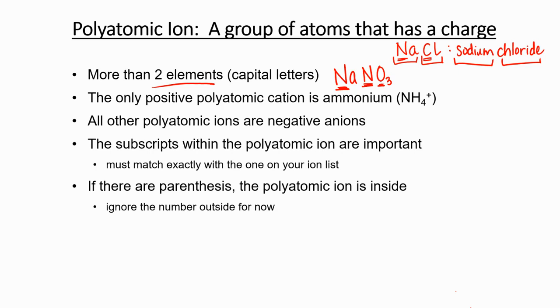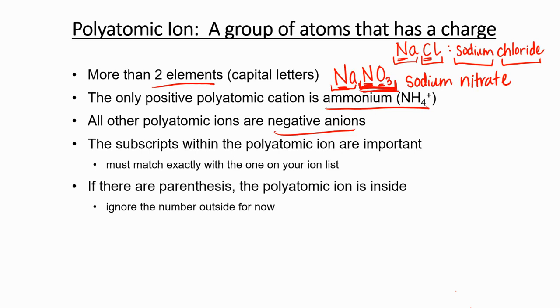So then what is that? Well, it's going to be sodium followed by a polyatomic ion name for the N and the three O's. So you would call it sodium, and then NO3 would be the nitrate ion. So you're looking for more than two capital letters. The only positive polyatomic ion to worry about at the beginning of the compound is ammonium. All the others are negative, like the nitrate in the second half of the name.